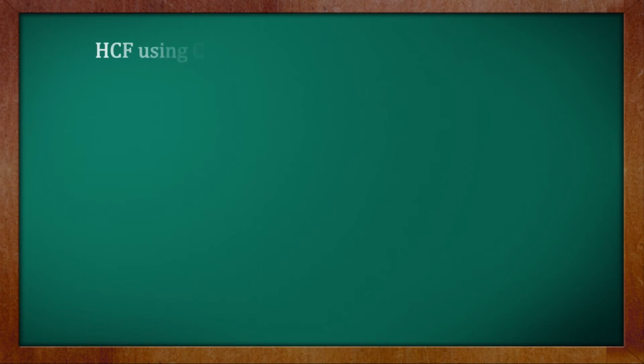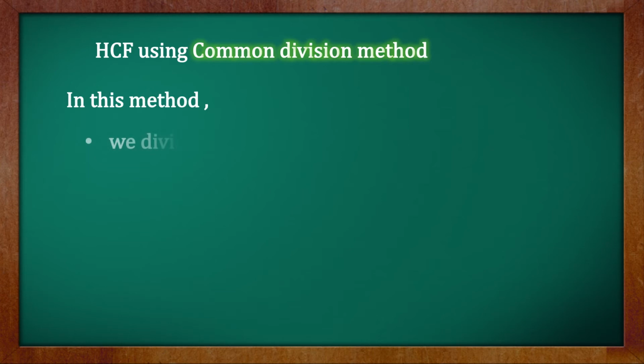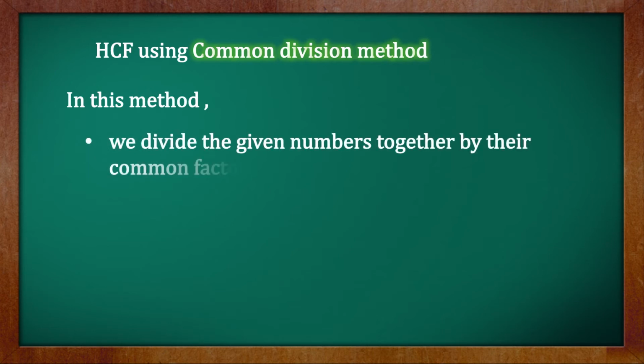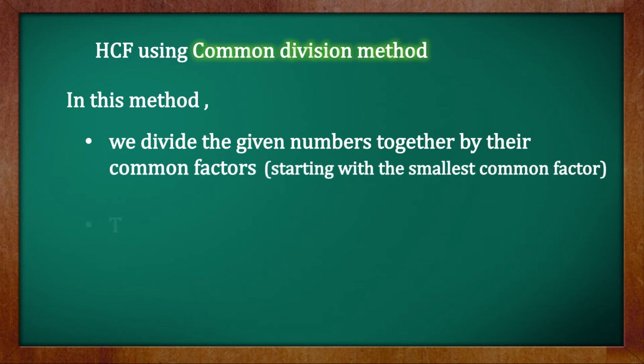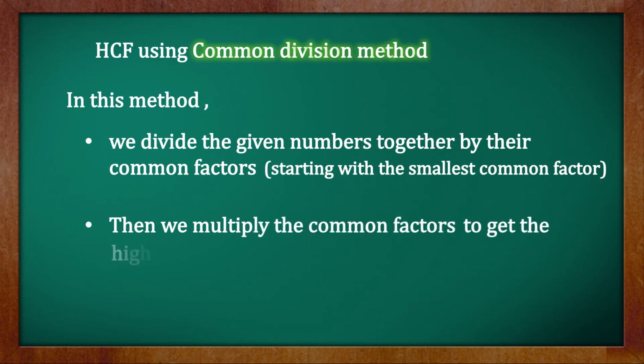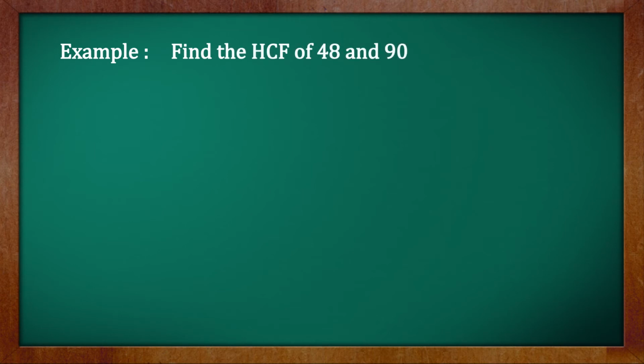To find the HCF using common division method, we divide the given numbers together by their common factors, starting with the smallest common factor, and then we multiply these common factors to get the highest common factor or the HCF of the given numbers. Let's do an example. Find the HCF of 48 and 90.